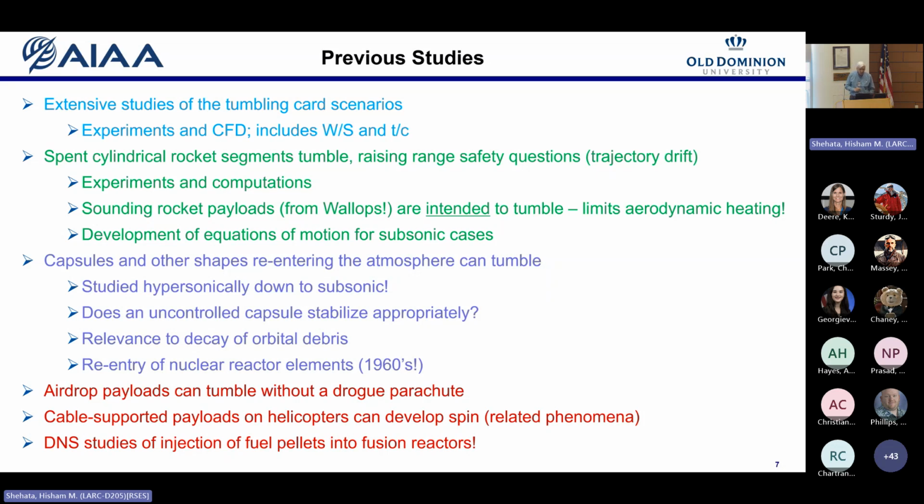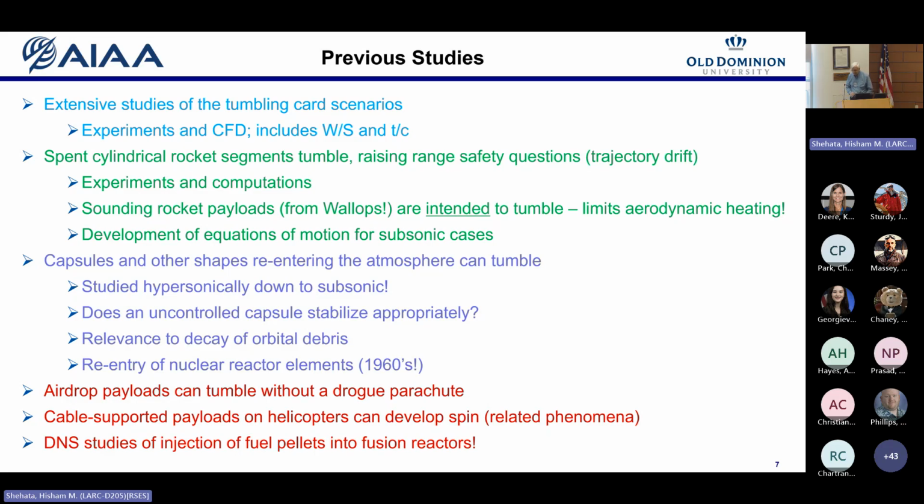I learned week before last that the payloads from sounding rockets from Wallops are actually designed to tumble much of the time because that limits the aerodynamic heating. It distributes the heating load over the entire structure, so you don't need so much or any thermal protection. I didn't know that before. Lots of other weird and wonderful things. People are worried about re-entry of orbital debris, which would likely be tumbling end over end. So that takes us from subsonic to hypersonic, way beyond the scope of what I'm talking about today.